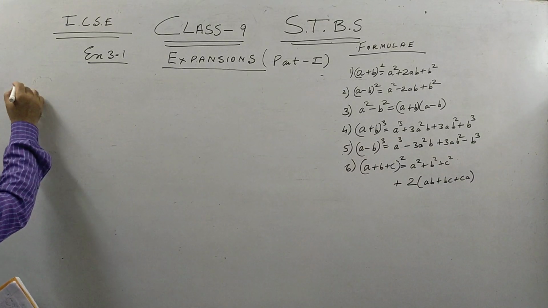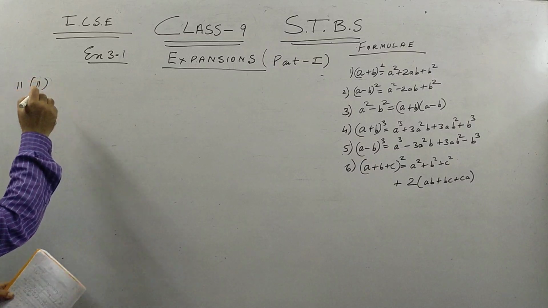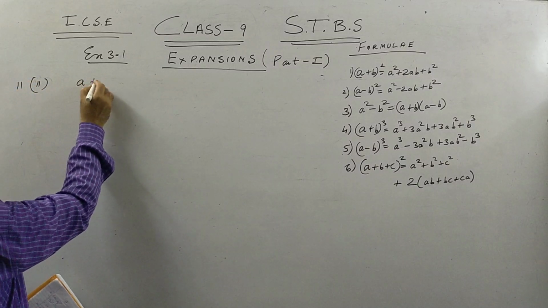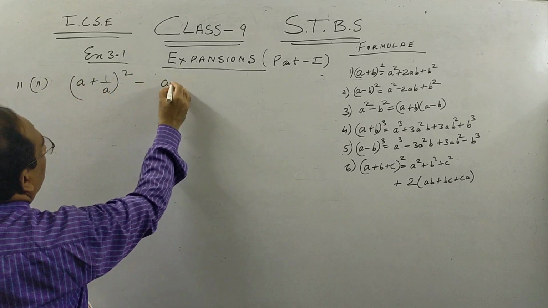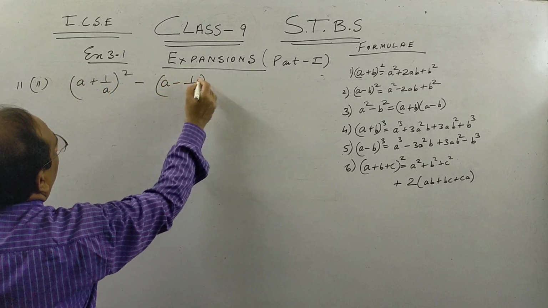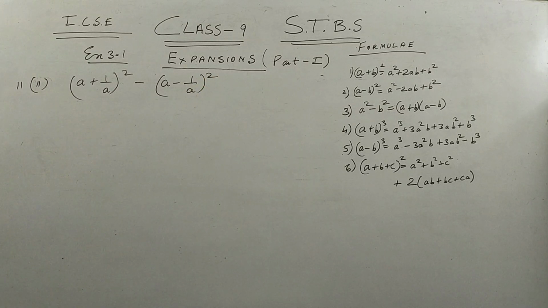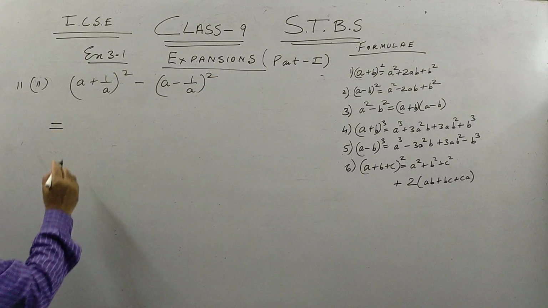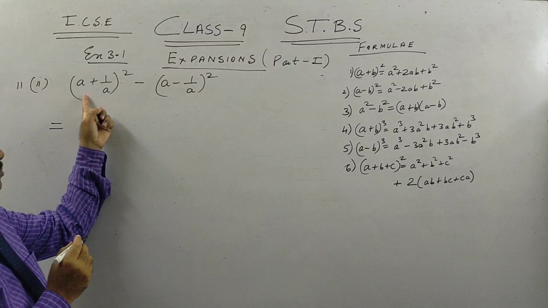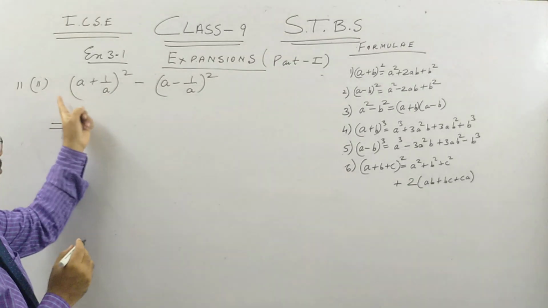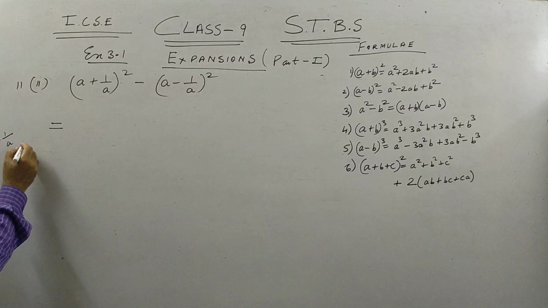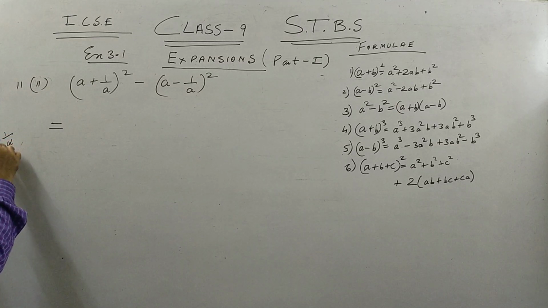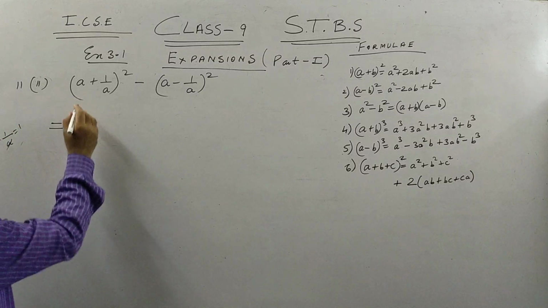So next question 11 part 2 is a plus 1 by a whole square minus a minus 1 by a whole square. So please see how we do this. This is what we call reciprocal relationship. A, because if you multiply them, a and 1 by a is the reciprocal of a, both will cancel and give you 1. See how we expand.